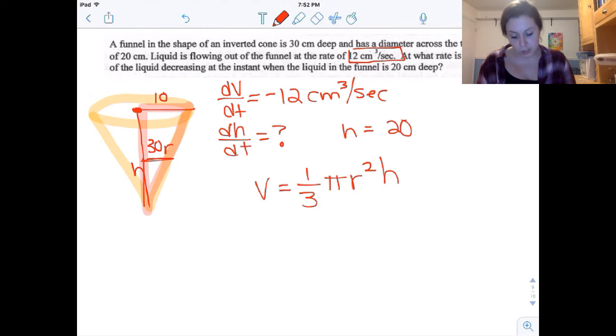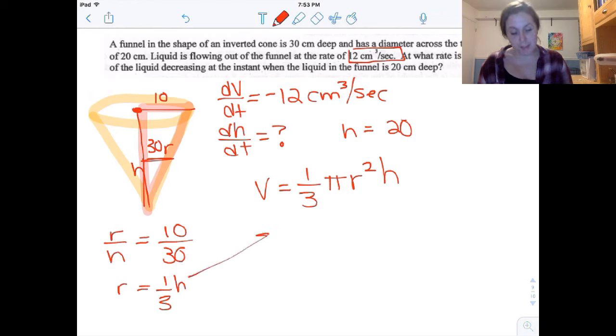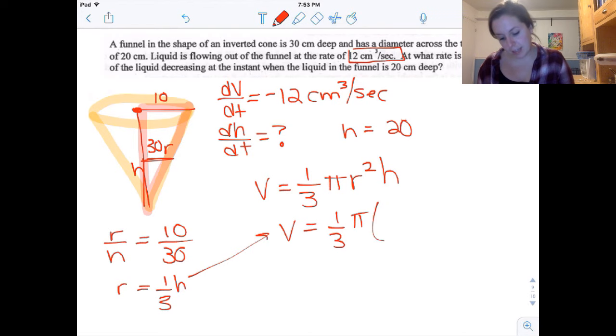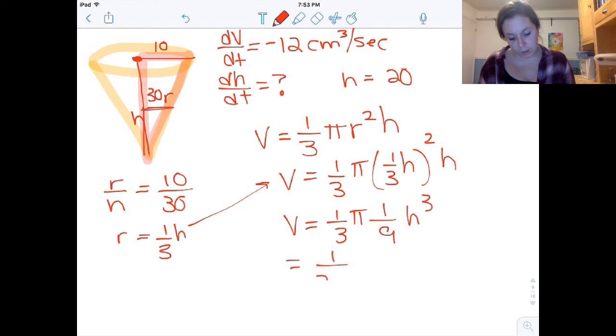So the ratio of radius to height is 10 to 30. If I solve this for r, r is 1/3 h. So I'm going to plug that into my equation. Volume is 1/3 pi times (1/3 h) squared times h, which gives me volume is 1/3 pi times 1/9 h cubed, or 1/27 pi h cubed.